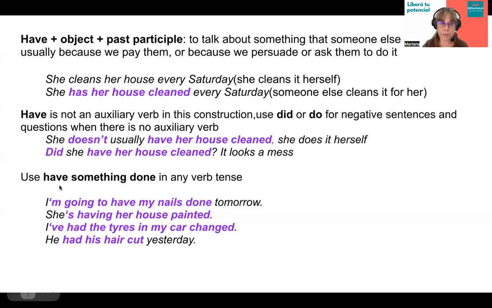The have can be used in any tense, in any verb tense. We can have future, I'm gonna have. Present continuous, she's having. Present perfect, I've had. Past, he had. And then you see that it's like a constant. You have the tense, then you have the object, and then you have the third column of the main action you are talking about.